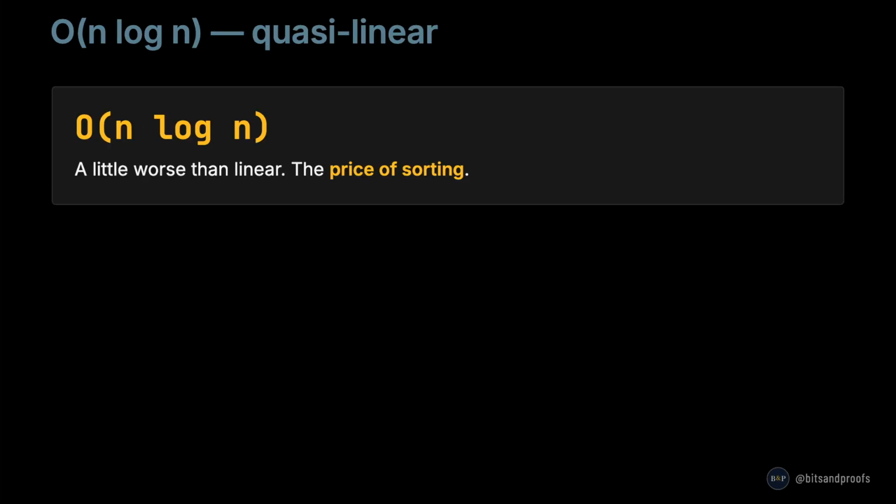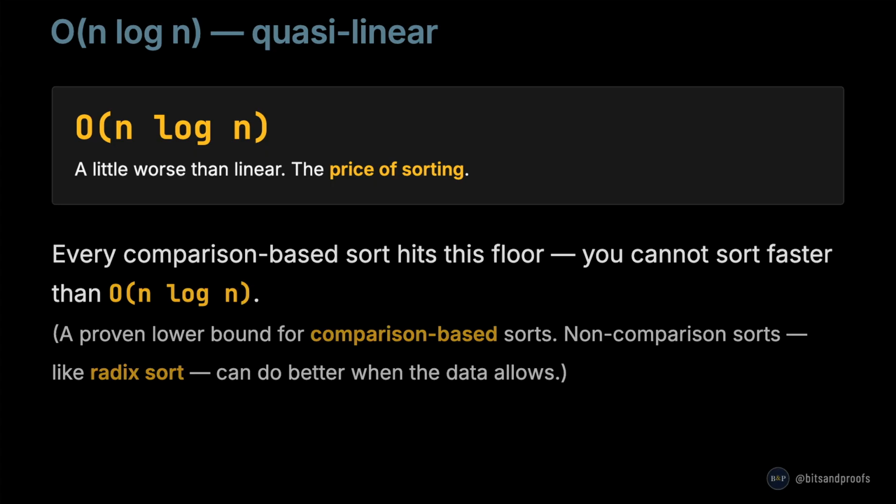Class 4, O(n log n). Quasi-linear time, a little worse than linear, but not much. This is the price of sorting. Every general-purpose sorting algorithm, merge sort, quick sort, heap sort, tim sort, hits this complexity. There's a beautiful theoretical result here. You cannot sort a list of arbitrary items faster than O(n log n) using comparisons. This is a proven lower bound, not just a limit of today's algorithms.